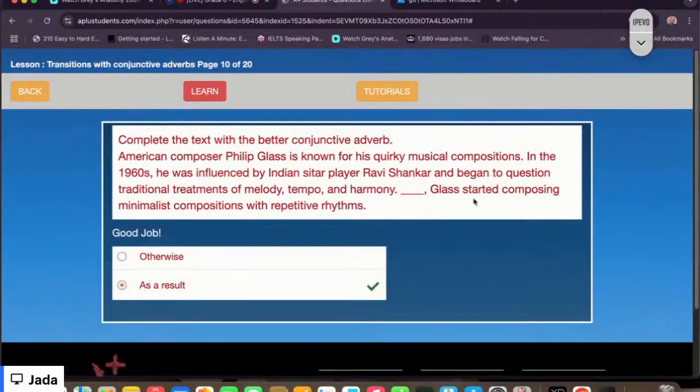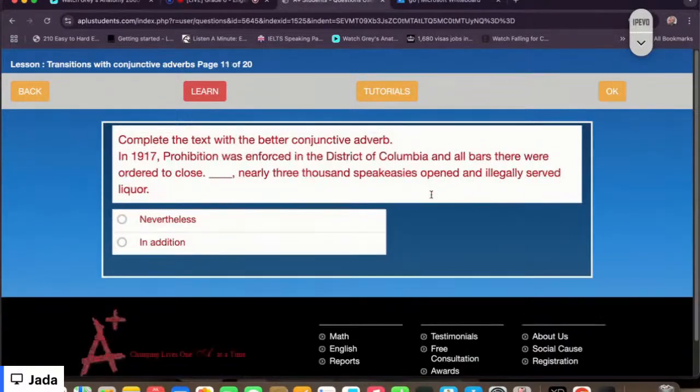Okay, so we have as a result, Glass started composing. Okay. In 1917, Prohibition was enforced in the District of Columbia, and all bars there were ordered to close. Dash, that's nearly 3,000 speakeasies opened and illegally served liquor. Nevertheless, or in addition.